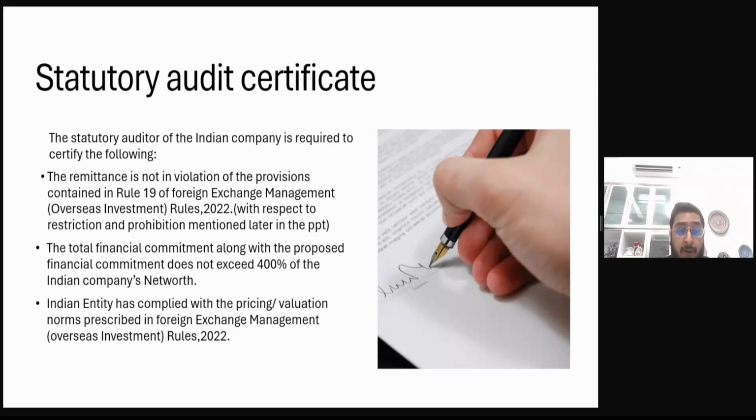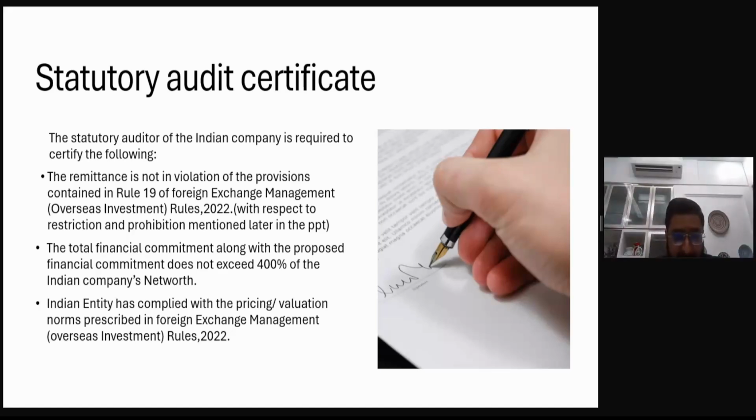Again, the total financial commitment along with the proposed financial commitment should not exceed 400% of the Indian company's net worth as per the latest audited financial statements. Now, these two are applicable for all types of ODIs: loans, equity capital, guarantees.